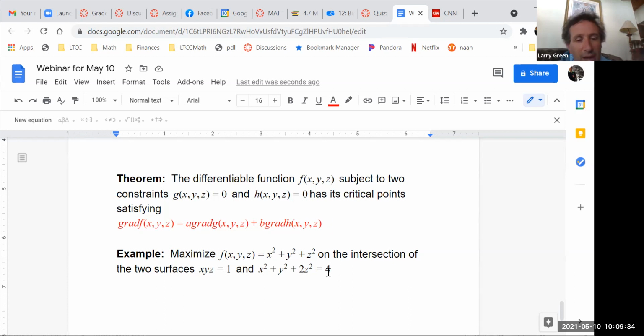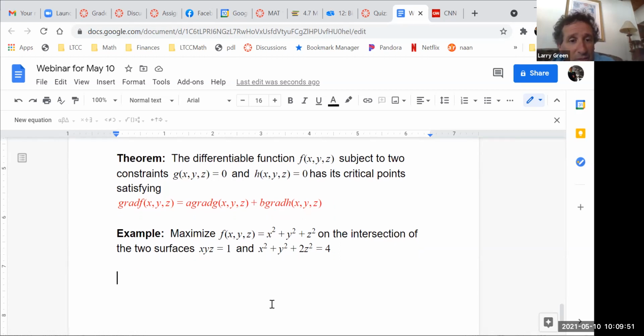Okay, so now we could do kind of the same idea. Now we could say, well, what is the minimal distance, or what is a maximal distance if you're going to intersect xyz equals 1 and x squared plus y squared plus 2z squared equals 4? So kind of similar to the last question, but now we have 2 constraints instead of 1.